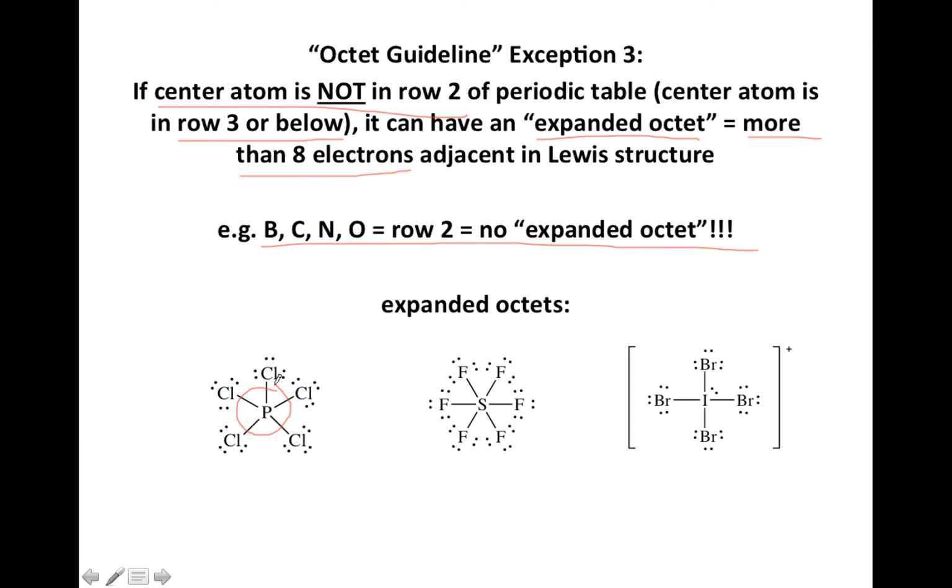The phosphorus pentachloride, the P has 5 bonds coming off of it, so that's 10 electrons. It can have an expanded octet because P is in the 3rd row. Then we have sulfur hexafluoride, so sulfur has 6 bonds coming off of it. That's 12 electrons, which is fine because sulfur's in the 3rd row. And this last example, iodine's in the 5th row, so it can have an expanded octet. There's 4 bonds and 1 lone pair, so that's 8 plus 2, 10 valence electrons on the iodine, which is fine because iodine's in the 5th row. And this is a polyatomic ion, so clearly polyatomics can have expanded octets as well.